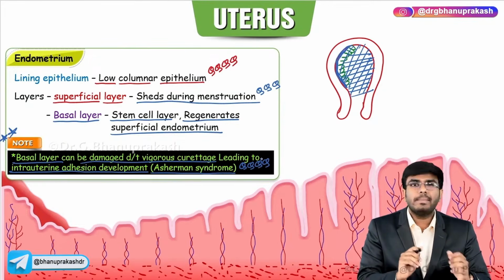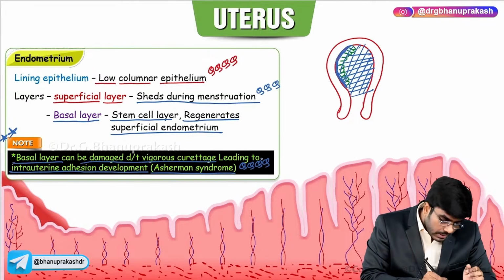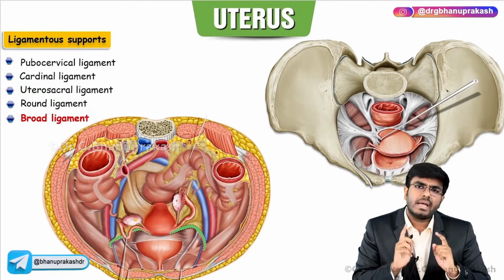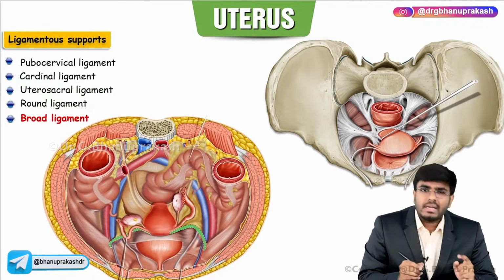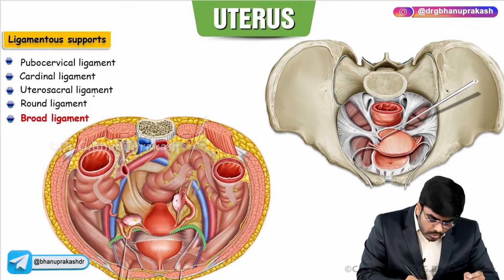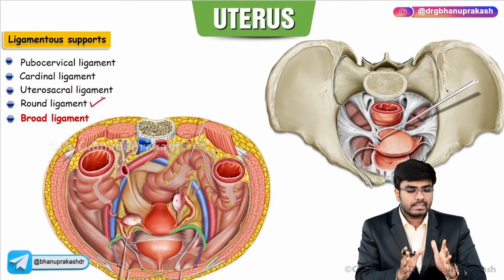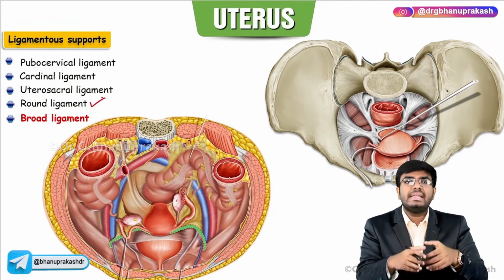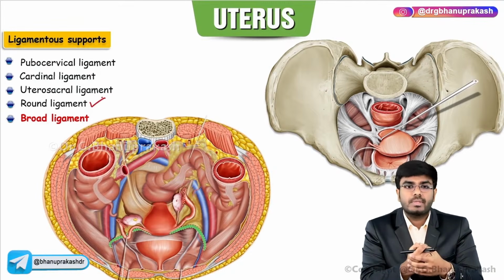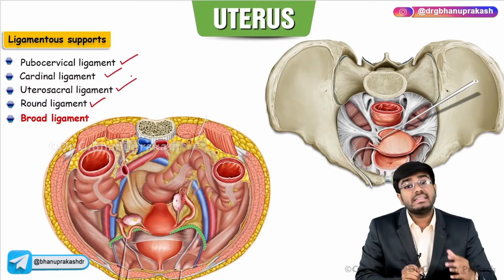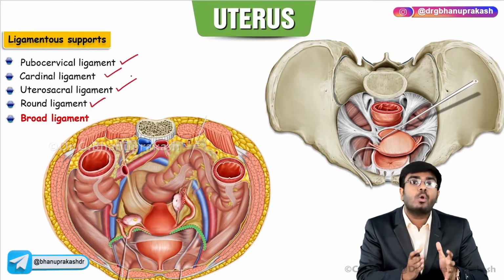Now let's talk about some important points about the ligamentous supports of the uterus. Guys, just tell me one point. Does the round ligament support the uterus or not? Yes, absolutely, the round ligament supports the uterus. There is no doubt that the round ligament supports the uterus by making it anteverted and anteflexed. True. Now, there are certain other ligaments known as pubocervical ligaments, cardinal ligaments and uterosacral ligaments. These are more important ligaments than the round ligaments.